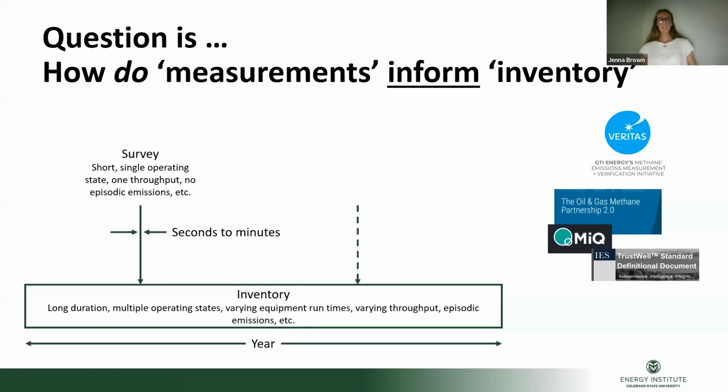So how do we use these measurements to inform the inventories? That's a grand question, right? The programs on the right are starting to require some empirical data in their inventory. But an inventory is a year-long annual inventory, and these surveys are seconds to minutes long. These programs are very vague on how to actually do this. How do we adjust from the snapshot measurement to an annual period?